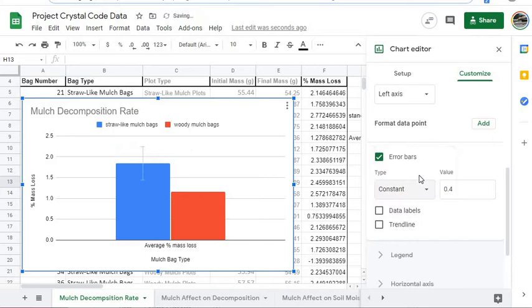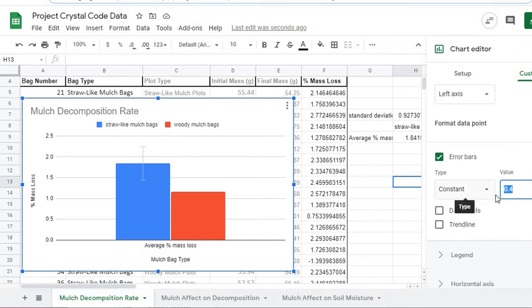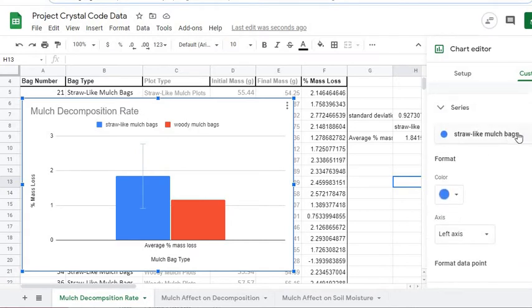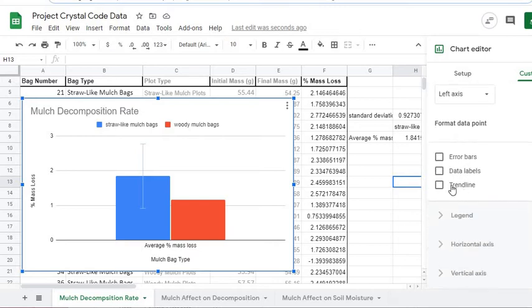and we're going to do a constant and enter in the number by hand here and insert the value that our standard deviation was for straw-like mulch bags. So I'm going to move this out of the way for a moment. It was 0.9273. So now we have an error bar, this line above here that is a standard deviation above and a standard deviation below. And then I can go ahead and select woody mulch bags and then do the same thing.